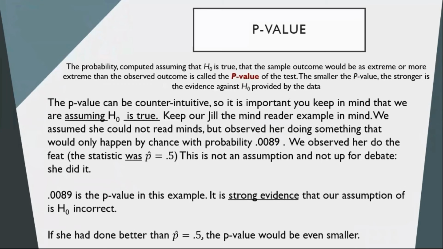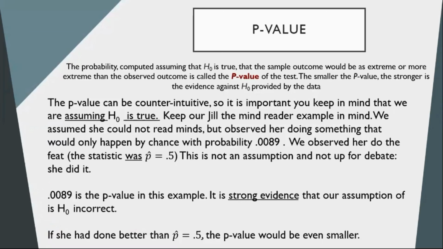And that could be a little counterintuitive, right? But keep the Jill mind reader example in mind. I think it's just really nice to have one concrete example that you carry around with you so that you can see how this works, right? We assume the null is true. So if we witness something that's really rare, it suggests that the assumption of the null hypothesis was not true.